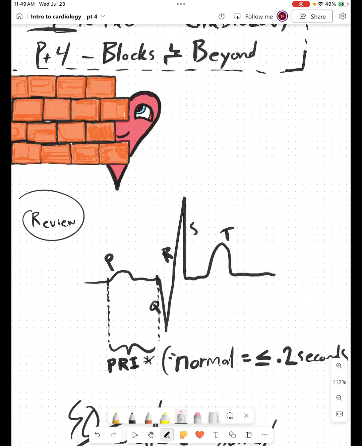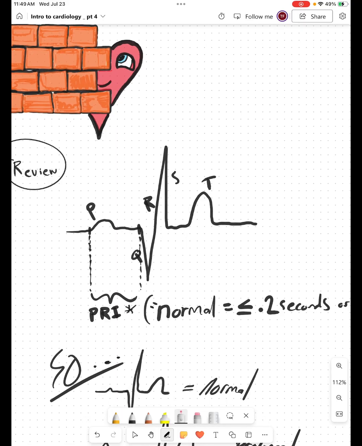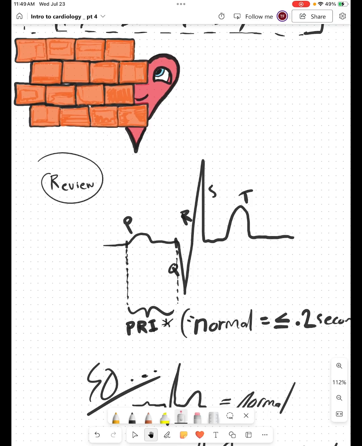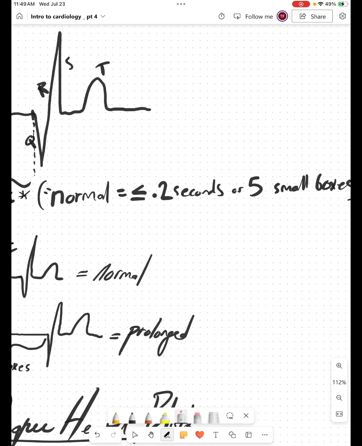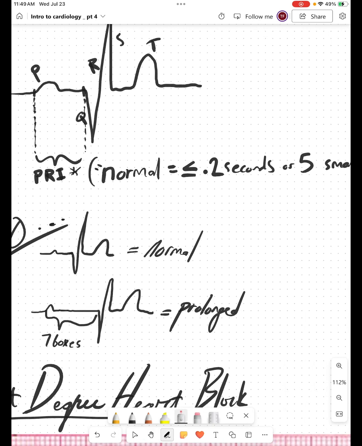When we're talking blocks, what becomes very important is our PRI. What that is measuring is the time from the very beginning of the atrial depolarization to the very beginning of the ventricular depolarization. So it's the amount of time it takes for a stimulus to originate in the atria, travel down to the ventricles, and begin depolarizing. That's what we're measuring. Normal is less than or equal to 0.2 seconds, or 5 small boxes.